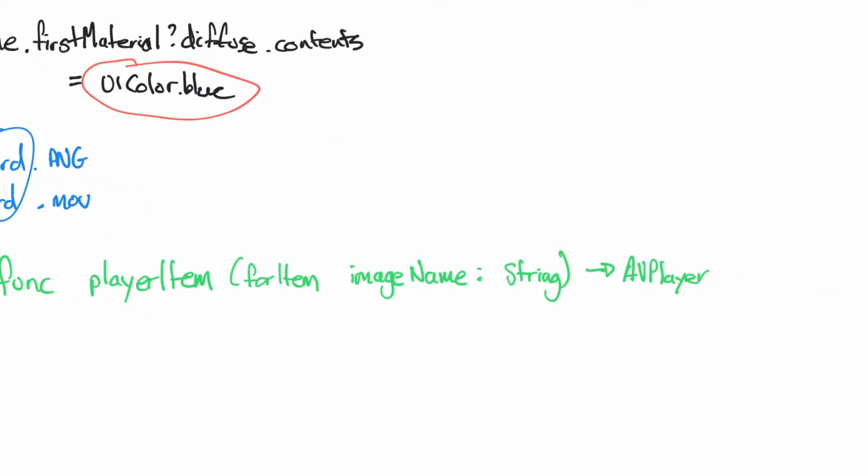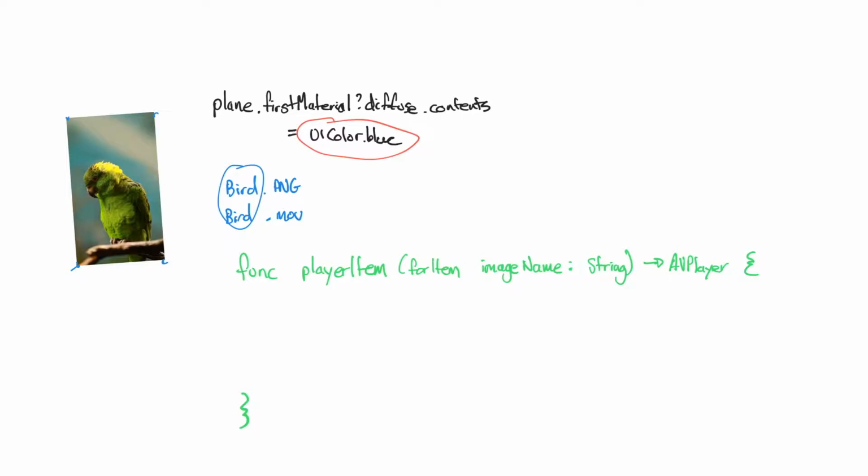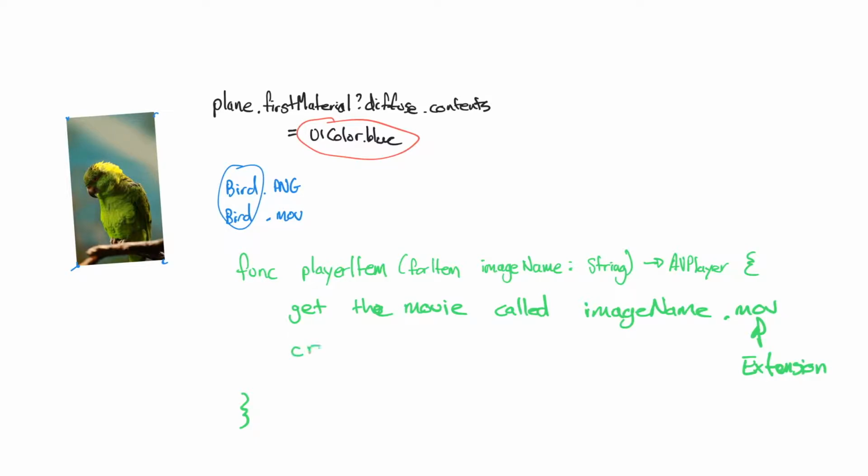Okay, so that's basically our definition of our function there. I'm not going to write the code here, but I'm just going to say what this is going to do. We are going to come up with a link to the file. So we're going to get the movie called image name .movie, which is the extension. Okay, we're going to use that word. And then once we've got that, we're going to create a player with that movie, and then we're going to return it.